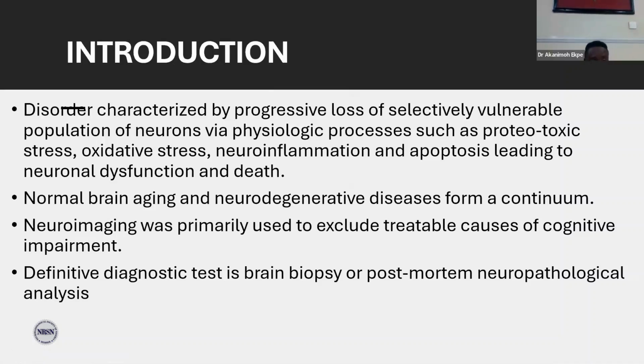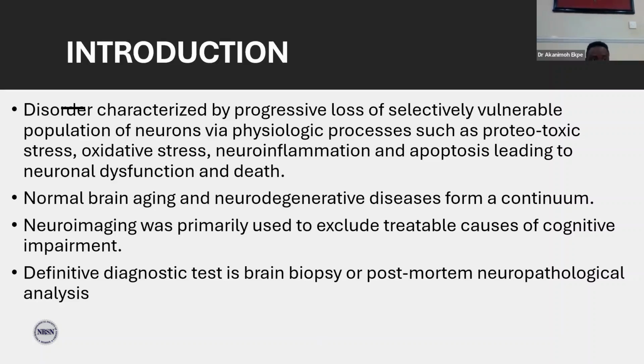Now, definitive diagnostic test is brain biopsy or postmortem neuropathological analysis, but neuroimaging has made it possible for us to, to an extent, and a very high extent for that matter, be able to diagnose dementia, profile dementia into the various subtypes, and also prognosticate in terms of searching out ways for novel therapies.